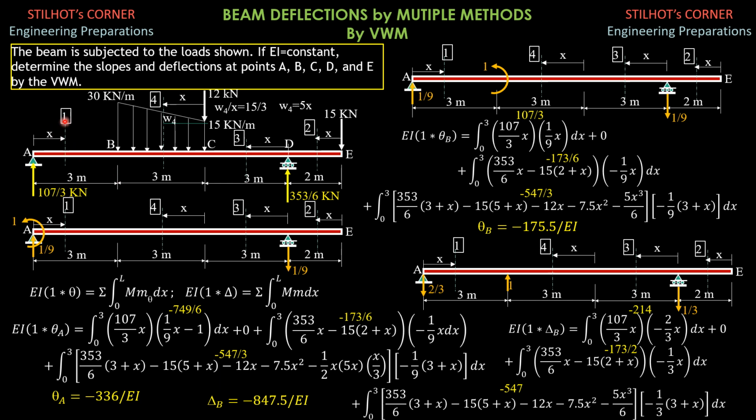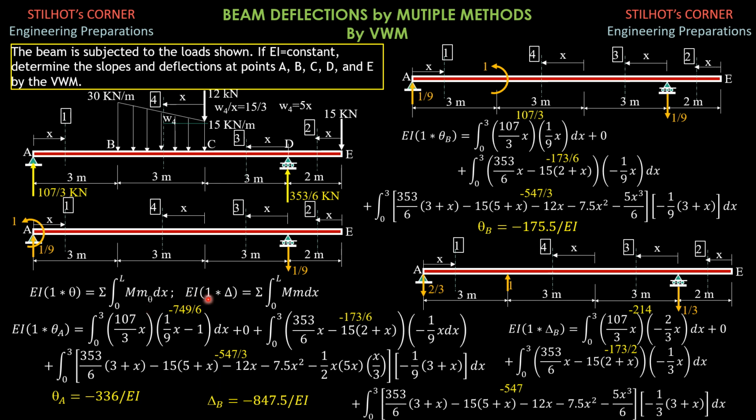Then these are the sectioning, section 1, section 2, 3, and section 4. There are 4 sections. There are 4 variations in the loadings. So this is the general formula, EI times 1 times rotation theta equals summation of integral 0 to L of M m_theta dx, where capital M is the moment at a segment of the beam due to the real actual loads, and the m sub theta is the moment at the same section of the beam due to the unit couple applied.